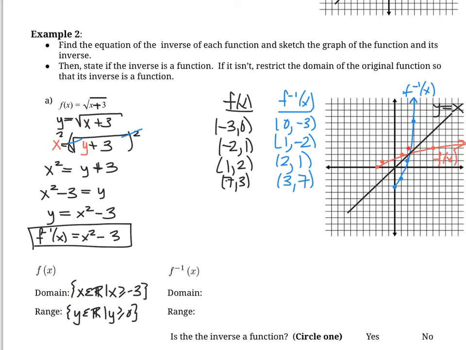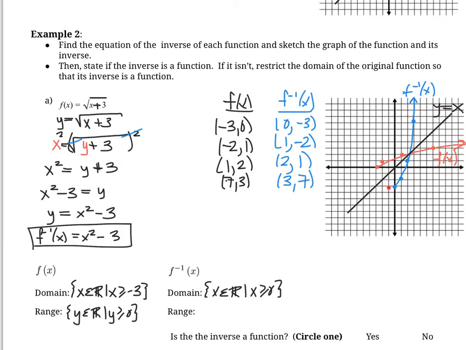So take a look at this guy. What values can x take on? Well, x is an element of R. X can be any real number, but it has to be greater than or equal to 0. And if we peek over here, we can see that the domain matches the range of the original function. So we know we've got that part right.